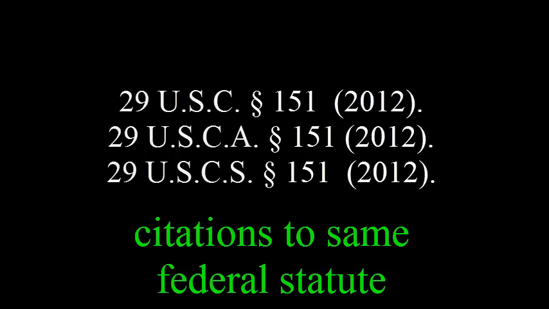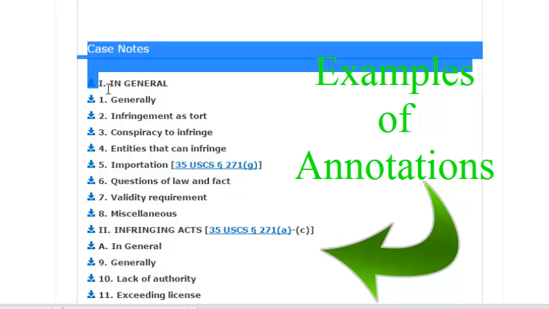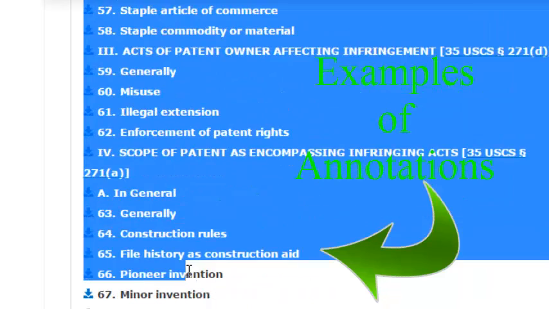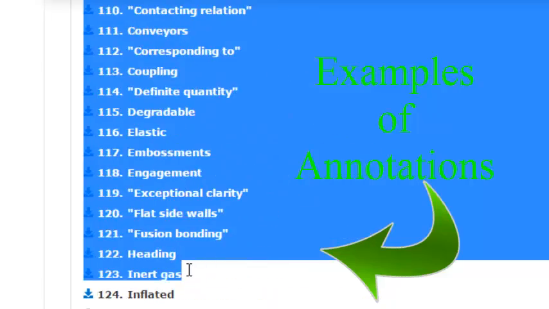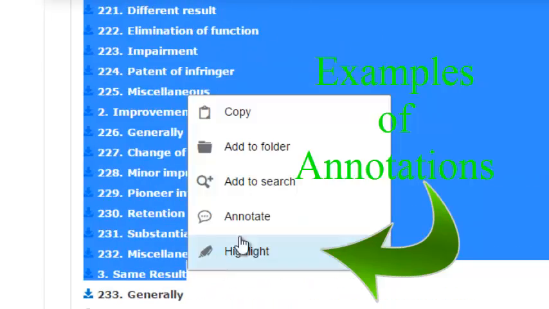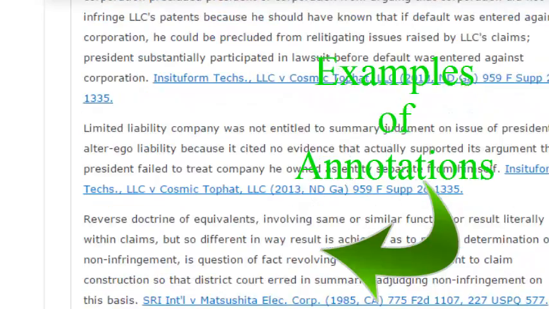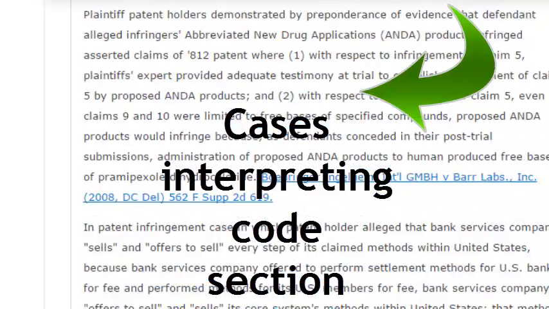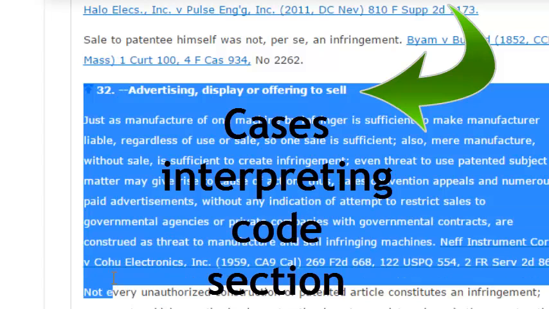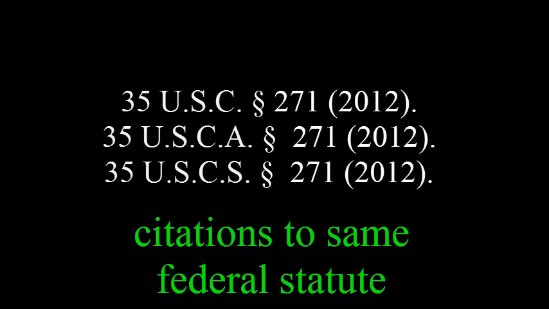So United States Code Annotated, USCA, and USCS have the same text as the United States Code. The general statutory language is the same, but USCA and USCS have added annotations that provide a little bit more detail and context about the code section. You have a citation if it's to United States Code, USCA, or USCS.